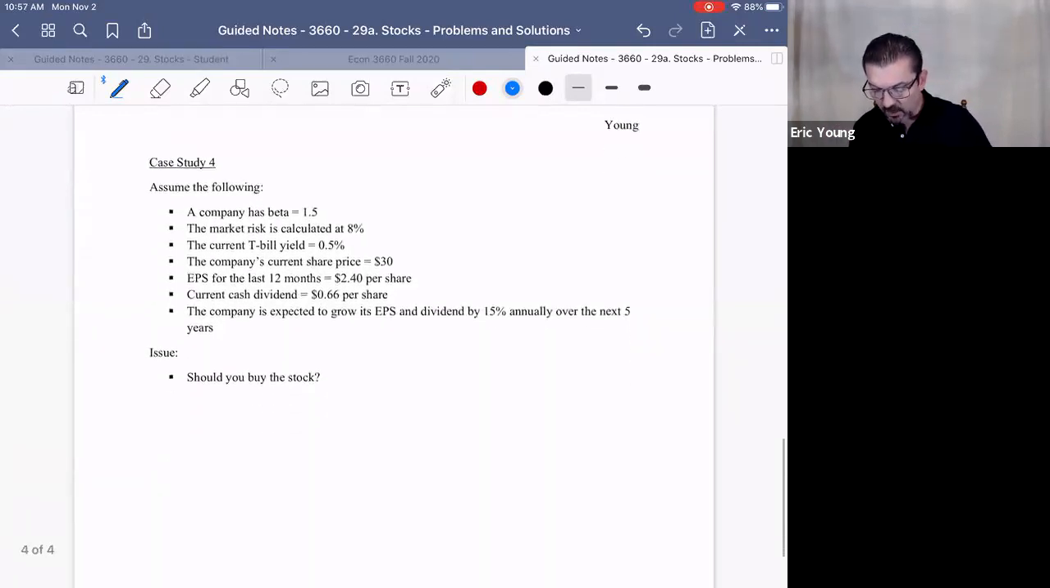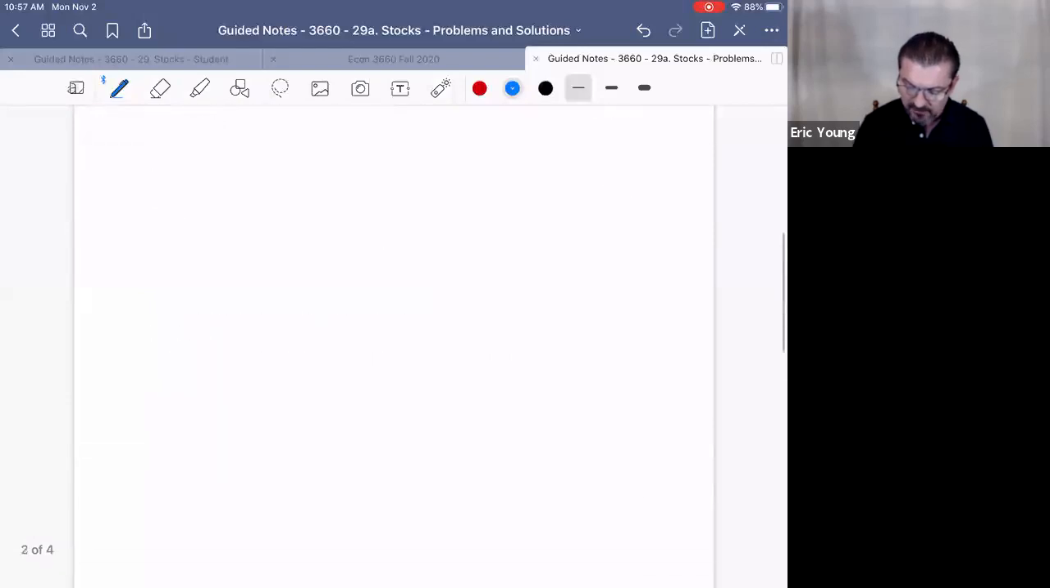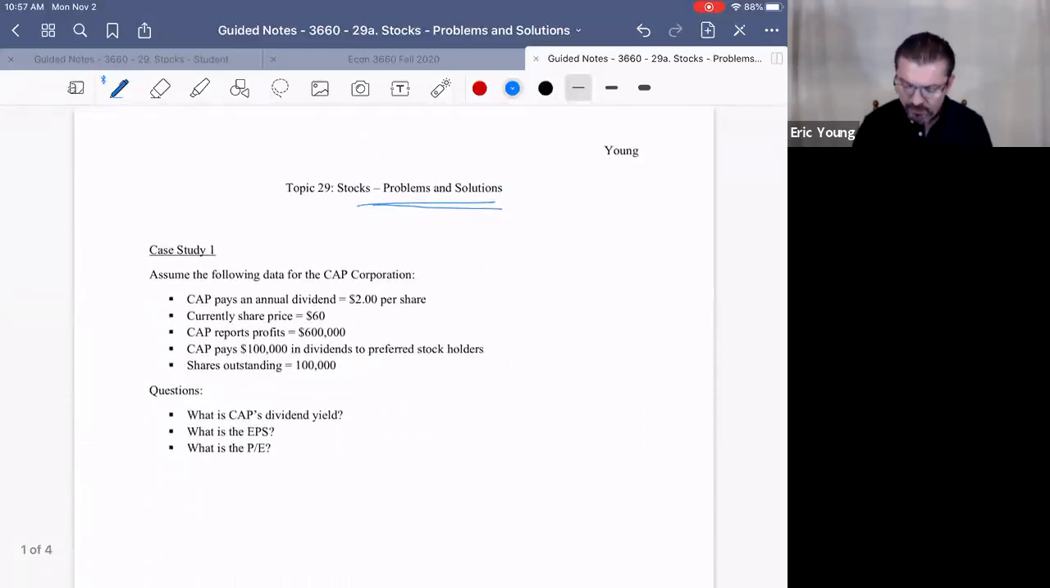And finally, a big one, case number 4, to see if you can wrap it all up, and this is a complicated one. Assume the following, and I give you a bunch of data on the company: its beta, its current share price, its EPS, its dividend, and its growth rate potential. And then I give you some market data, and I want you to answer the question of should you buy it and justify that.